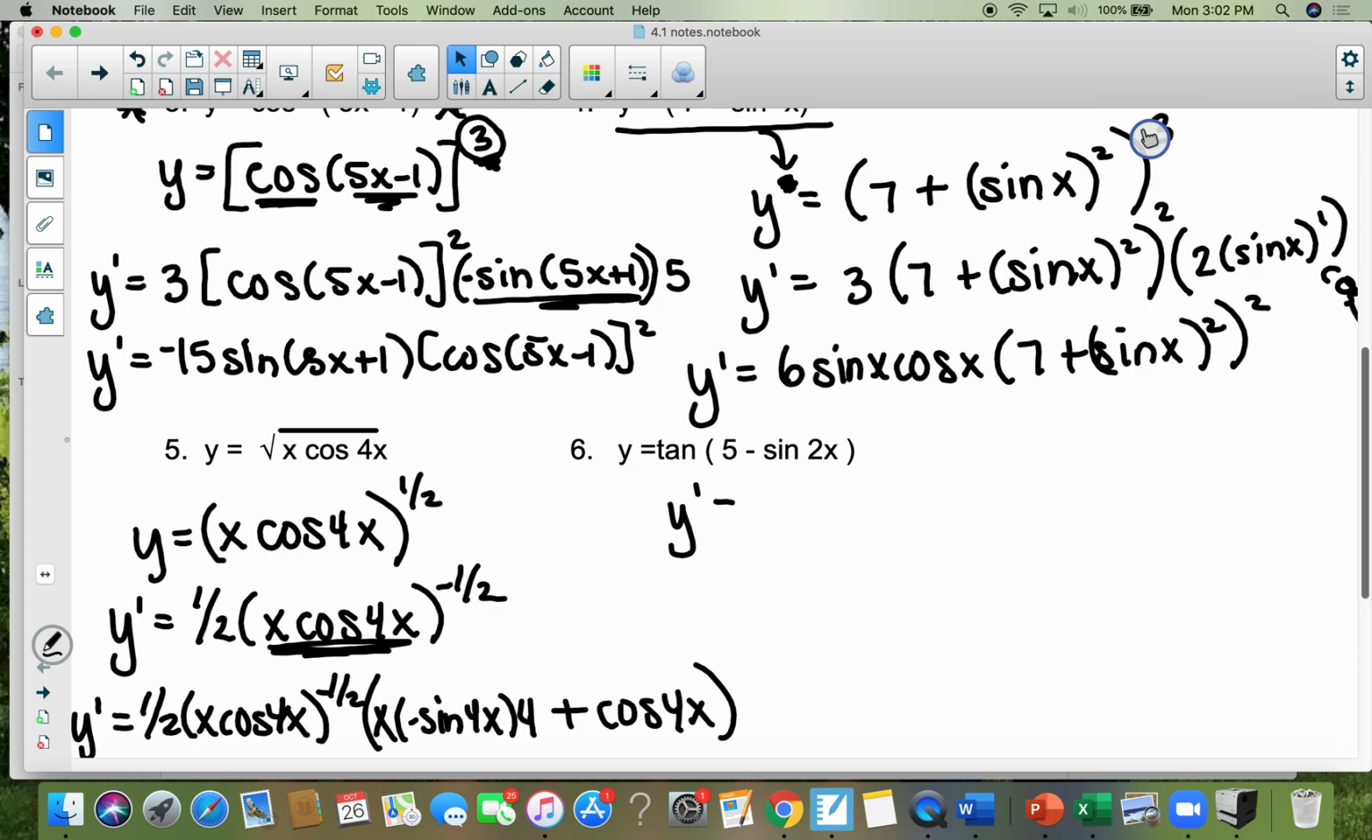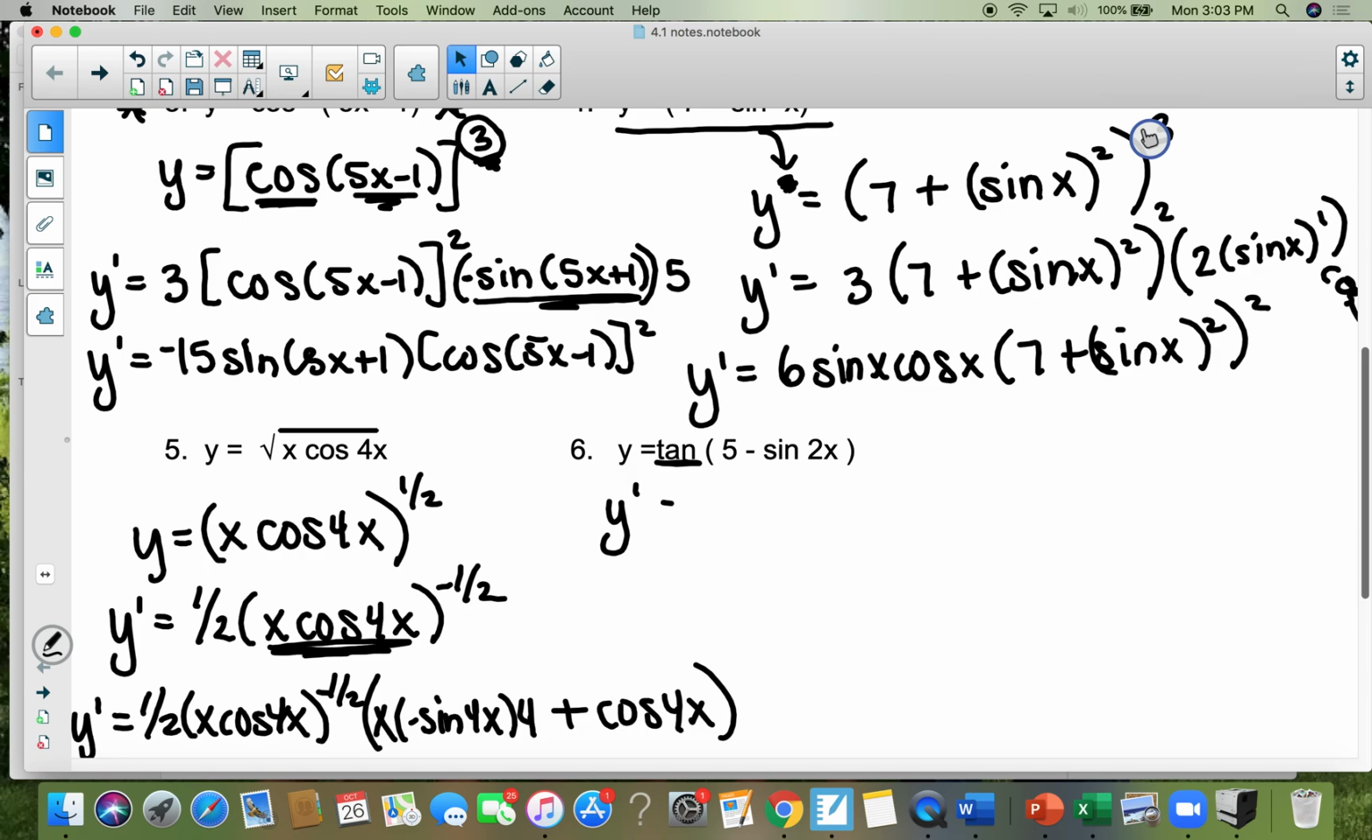Y prime for this one. The derivative of tangent, remember the derivative of tangent of x equals secant, let's make this, let's change, oh no, let's do this one. The derivative of tangent of x is secant squared x.